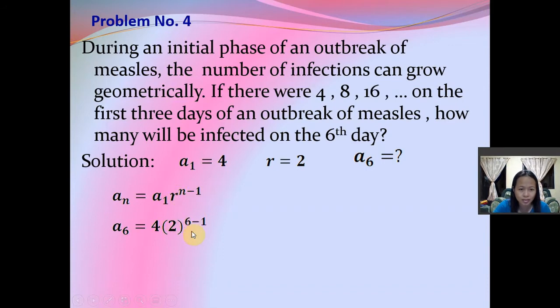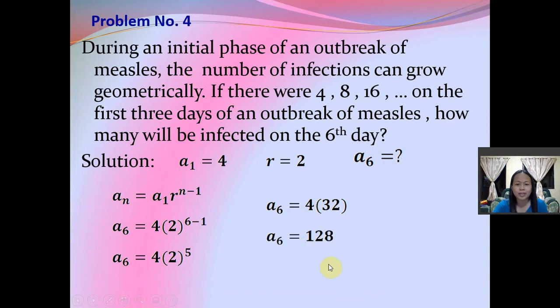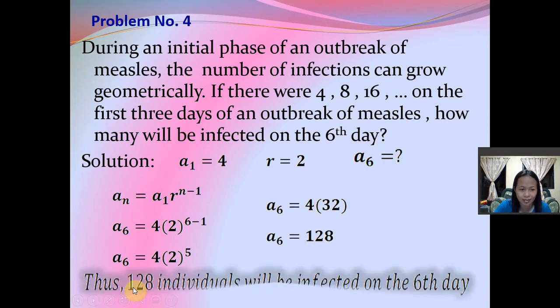Our n is 6 minus 1. Simplifying, 6 minus 1 is 5. And 2 exponent 5, multiplying 2 five times by itself, is 32. Times 4, we come up with 128. Therefore, we can say that 128 individuals will be infected on the 6th day, following this pattern.